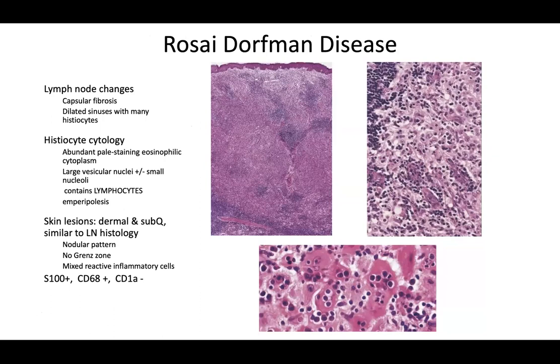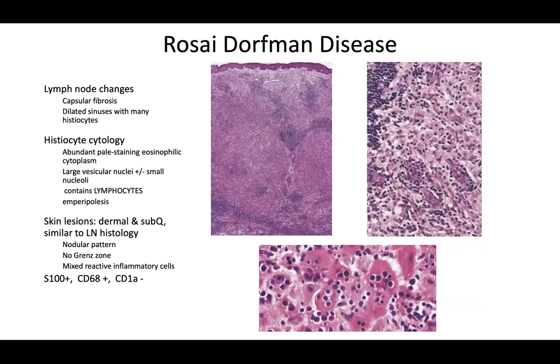in the lymph node itself, you'll actually see capsular fibrosis and dilated sinuses with many histiocytes. But in the skin itself, you may actually see so much lymphoid infiltration that it looks like a lymph node. The cytology of the histiocytes, if you go in high power, you'll be able to appreciate abundant pale staining eosinophilic cytoplasm, large vesicular nuclei, plus or minus small nucleoli. You'll see the lymphocytes within the cytoplasm itself. And emperipolesis is the buzzword you should know.